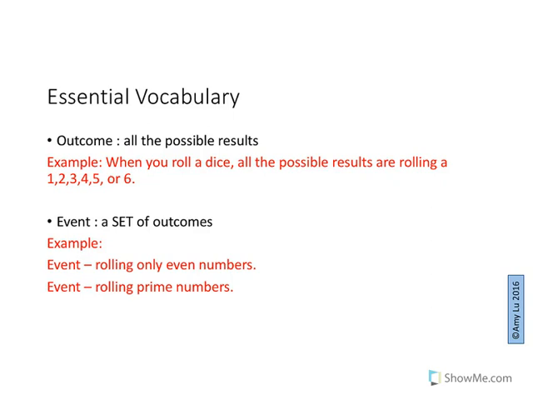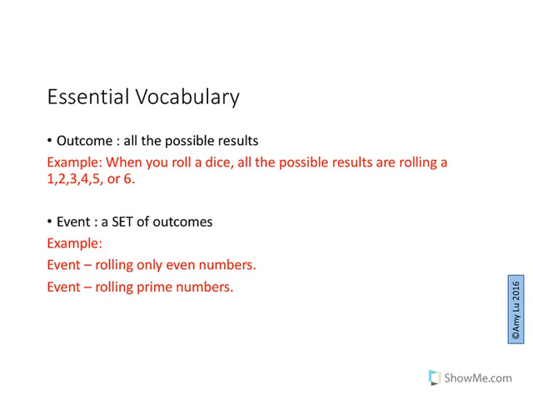So often we will mention the word outcome, which means basically for you to tell me all your possible results. So when you roll a dice, all the possible results from rolling a dice is getting a 1, 2, 3, 4, 5, or 6. Or if you flip a coin, you can have a heads or tails.